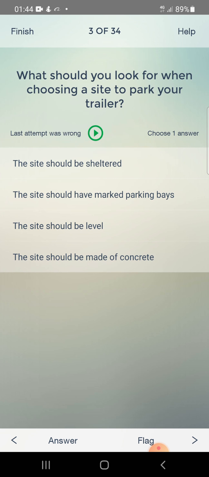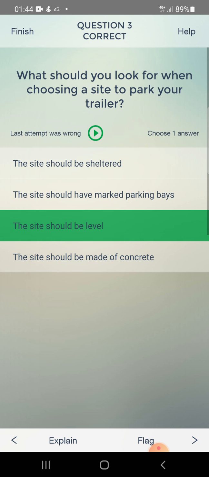Right. What should you look for when choosing a site to park your trailer? The site should be sheltered. The site should have marked parking bays. The site should be level. Yes, that's the one, third one.